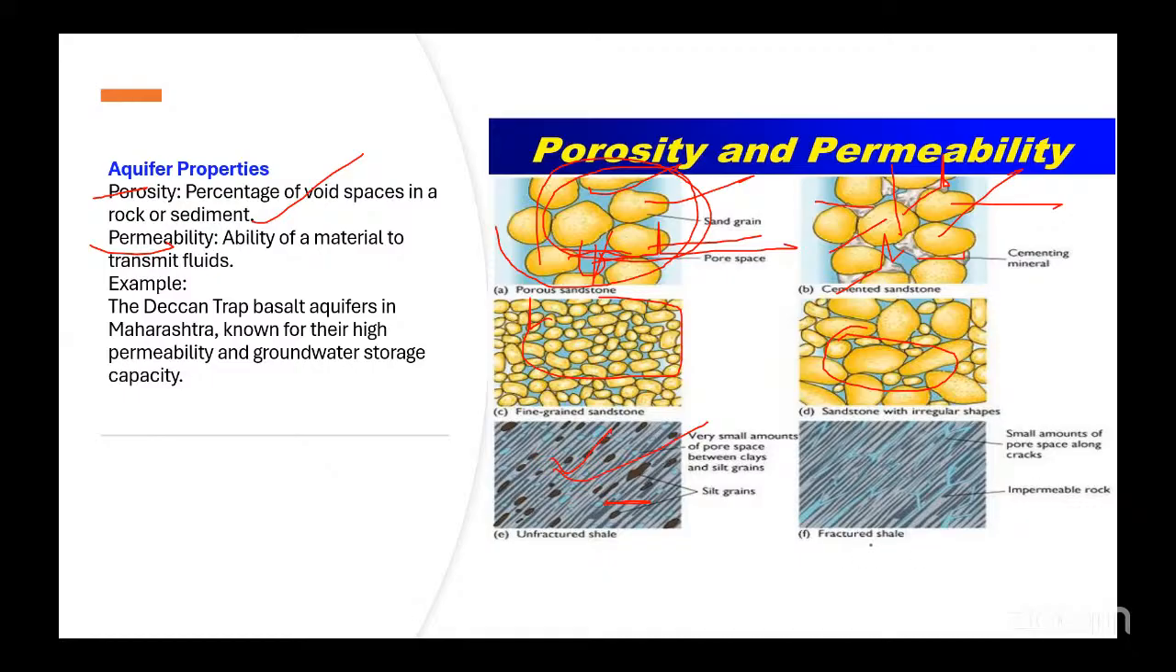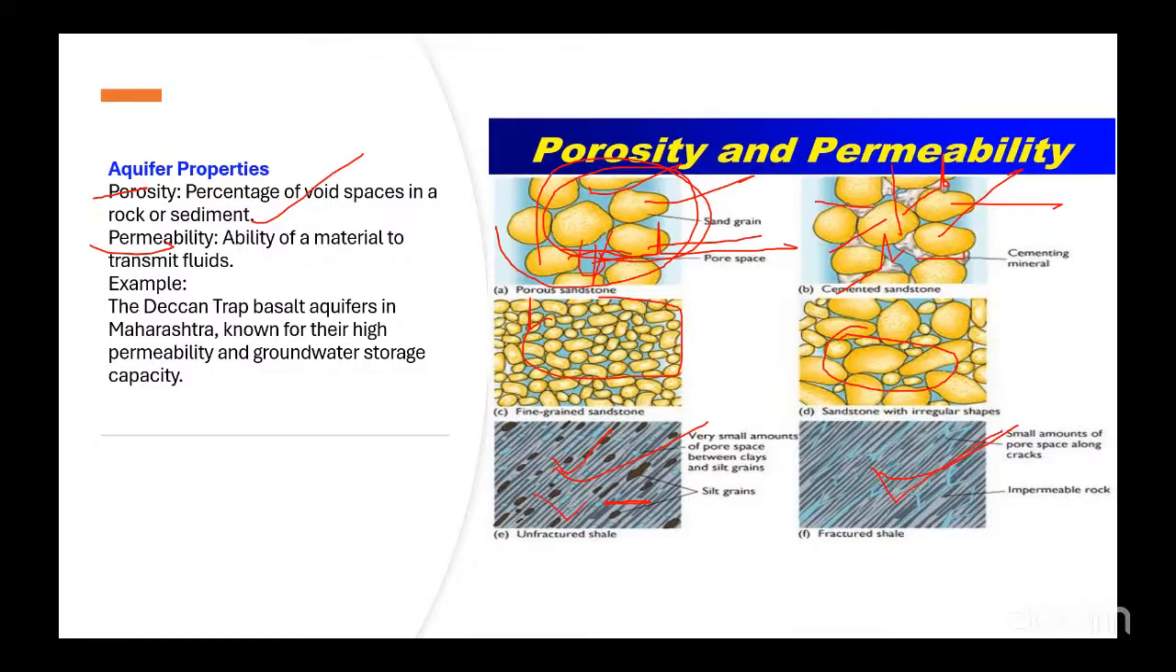Here you can see this is the fractured shale. Because of the fracture condition, it will connect all the pore spaces, all the void spaces, all available void spaces, because of its fractured nature. So it may have good porosity and transmissivity also, because connectivity is there in all gaps or void spaces. So this aquifer may have porosity and permeability.